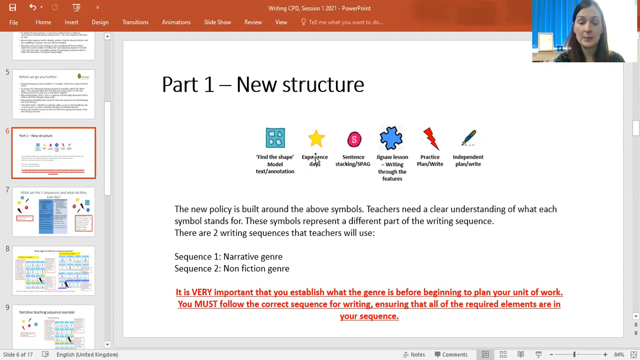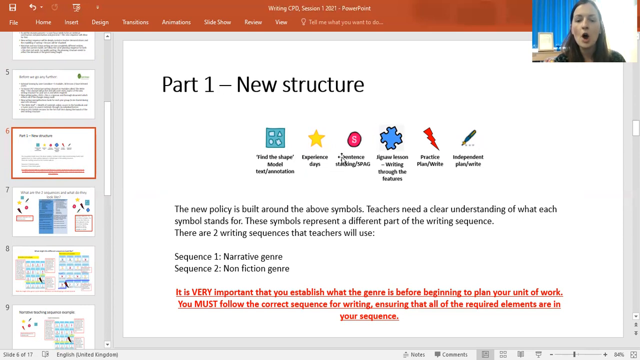And again, experience days actually feature in both sequences. So those two at the moment, both symbols are a part of both the narrative sequence and the non-fiction sequence. Sentence stacking lessons, the SPAG lessons, are more geared to the narrative sequence, but they can still be used in the non-fiction sequence, and that is at the teacher's discretion.